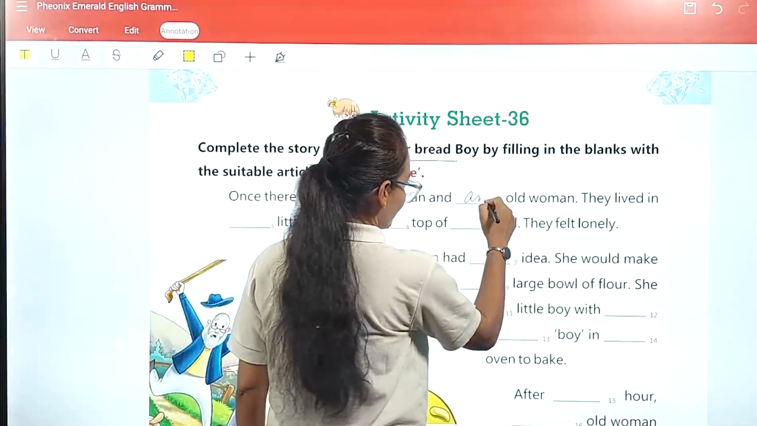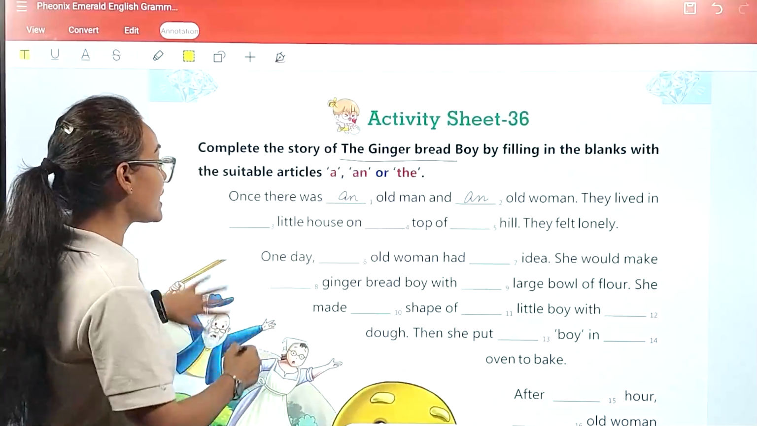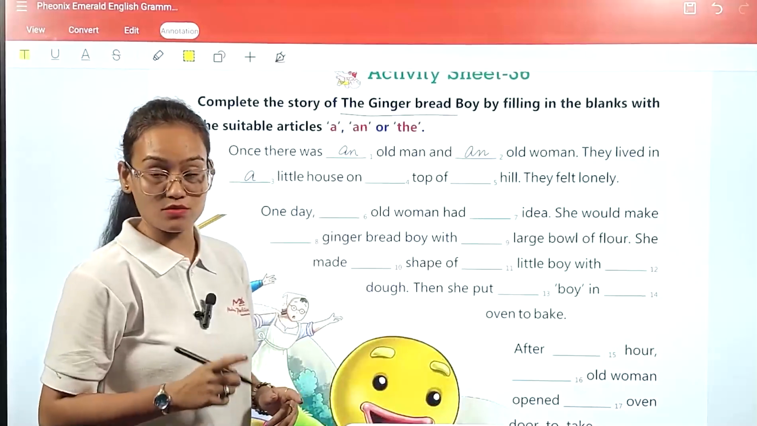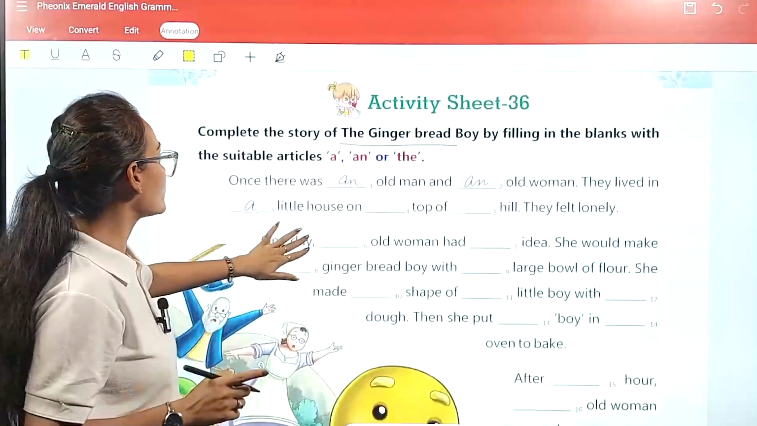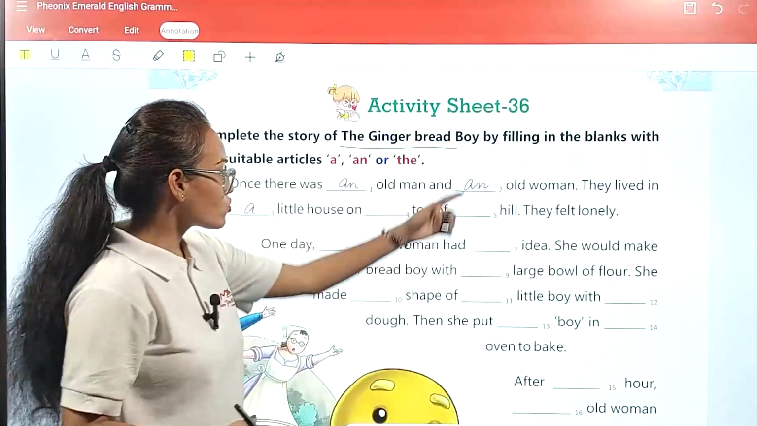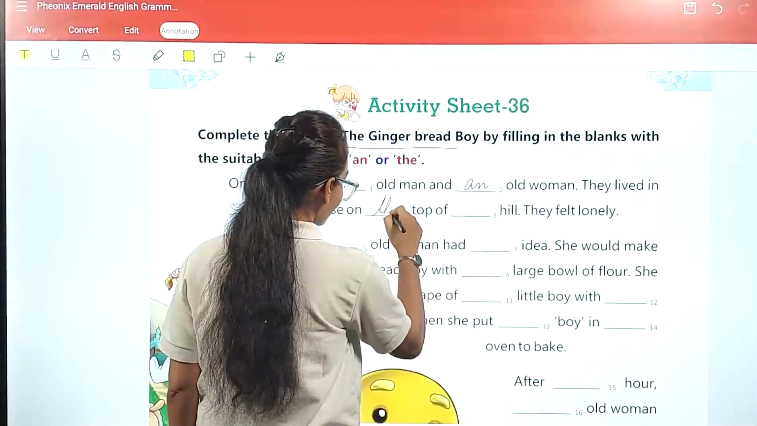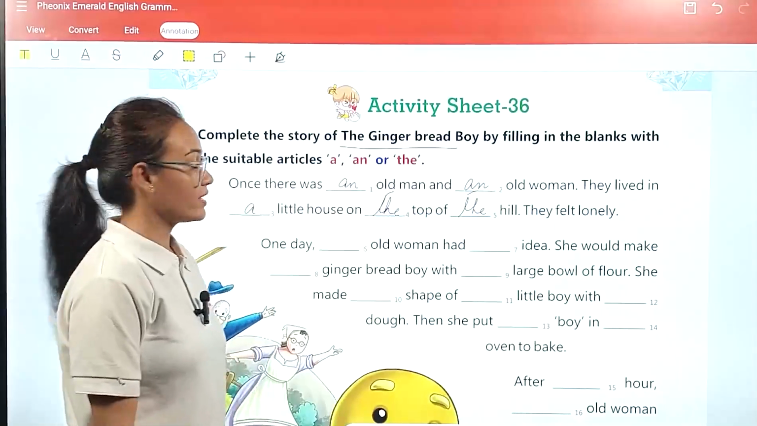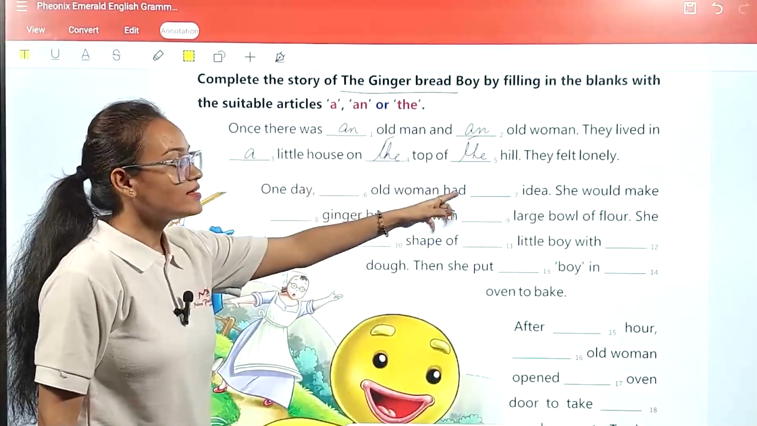woman. They lived in dash little house. So they lived in a little house. Why a? Because L is your consonant and it has a consonant sound. Remember this point. Little house on dash top of dash hill. So they lived in a little house on the top of the hill. They felt lonely. Now the second paragraph, one day dash woman had dash idea.